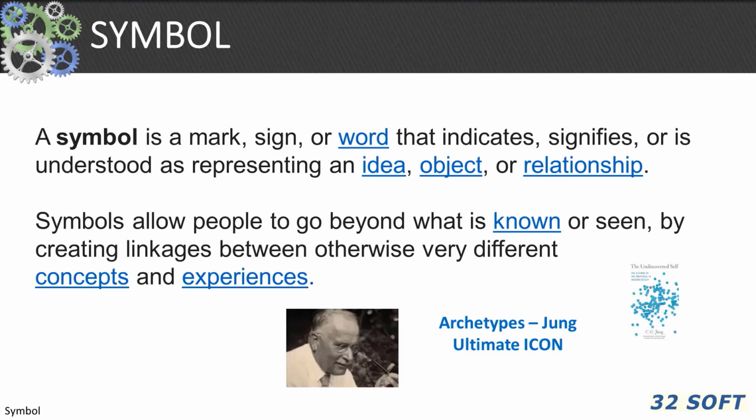Now that we have a pretty good understanding of schemas, we should go through some of the associated vocabulary or terminology around dialectics. Let's start with a symbol. A symbol is a mark or a sign or a word that indicates or signifies or is understood as representative of an idea, an object, or a relationship. Symbols allow people to go beyond what is known or seen by creating linkages between otherwise different concepts and experiences. A study of Carl Jung would be well put to better understand this world of symbols.